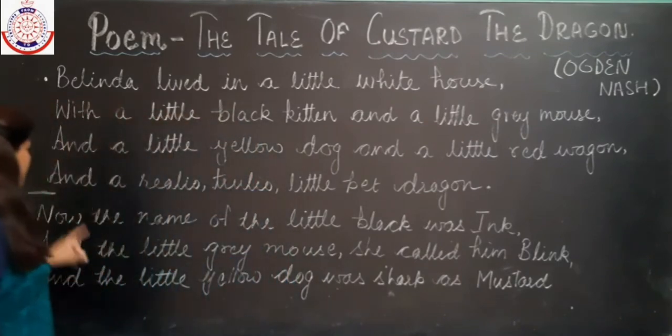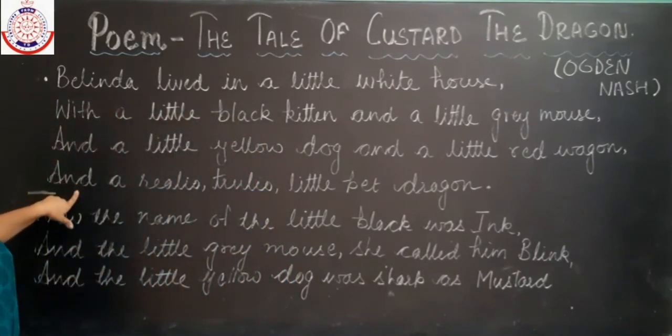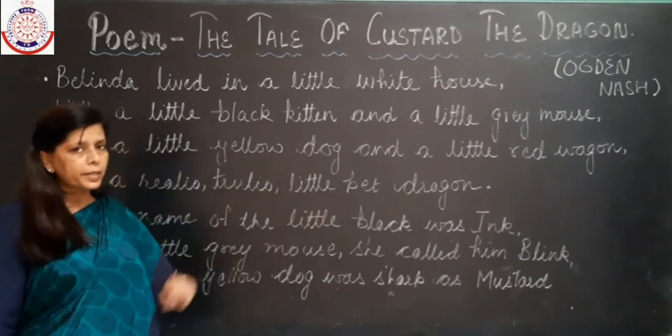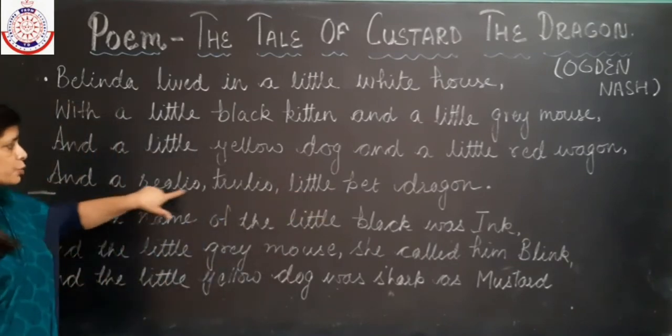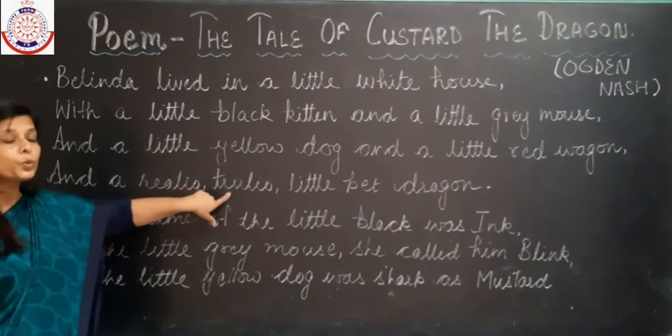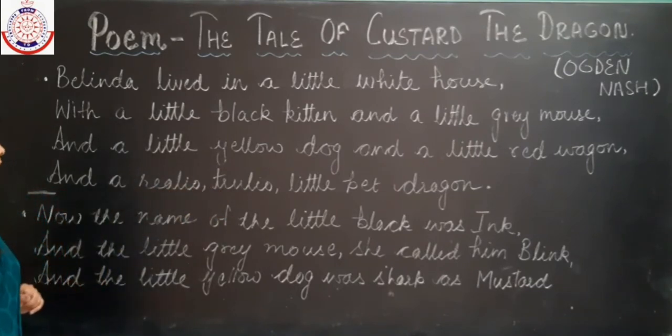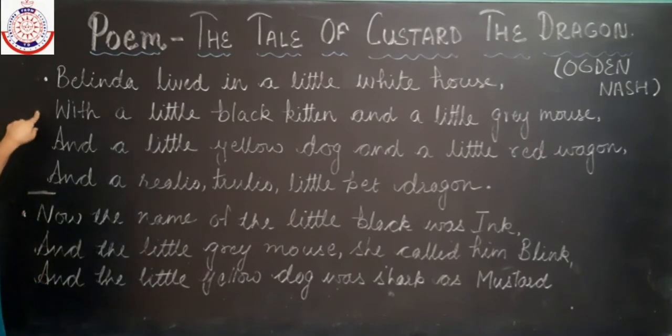See now, in this fourth line, her fourth pet has been described, and a Realio Trulio little pet dragon. Here Realio Trulio means real and true little pet dragon also she had in her house. So I'll read again.